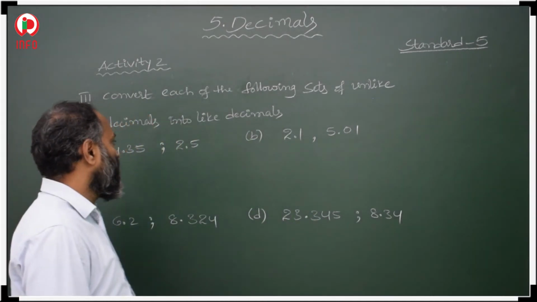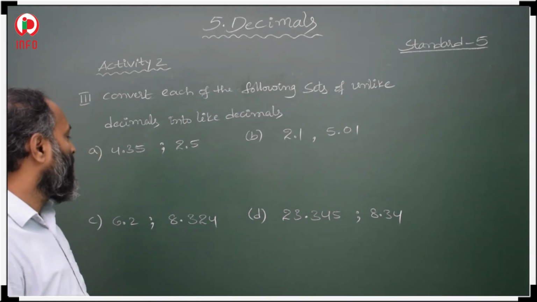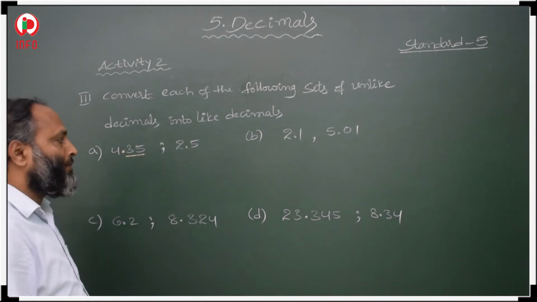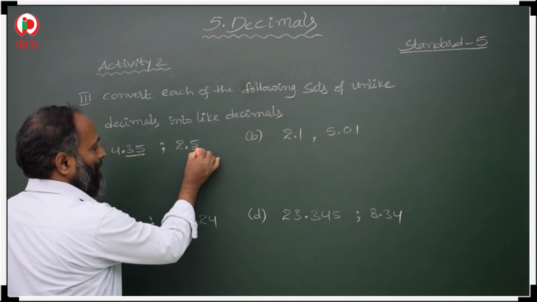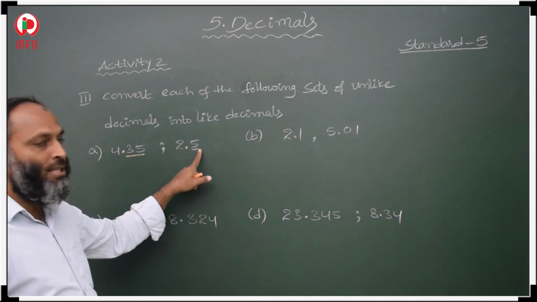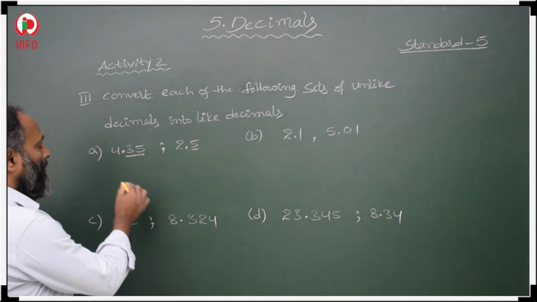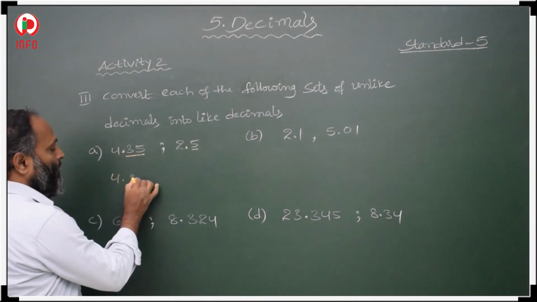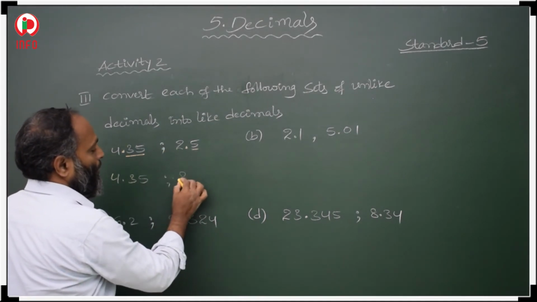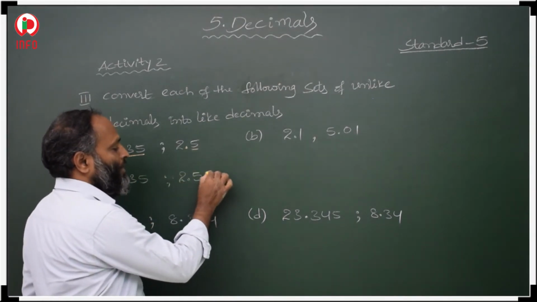Okay. Now here, see 4.35, 2.5. First of all we have to check after the decimal point how many places were there. 2 places. After decimal point how many places are there? 1. So here 2 places were there, here 1 place is there. So 1 more place is required here, so 1 more zero we have to keep. 4.35 and 2.50. Here 2, here 1, so 1 more zero we have to keep.